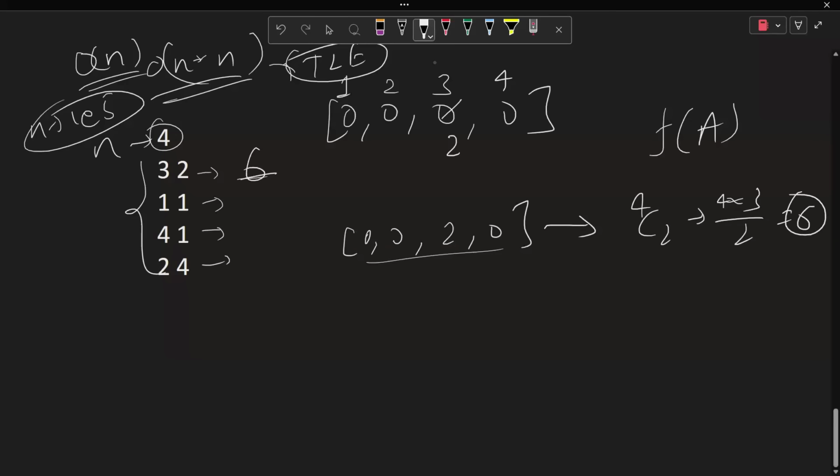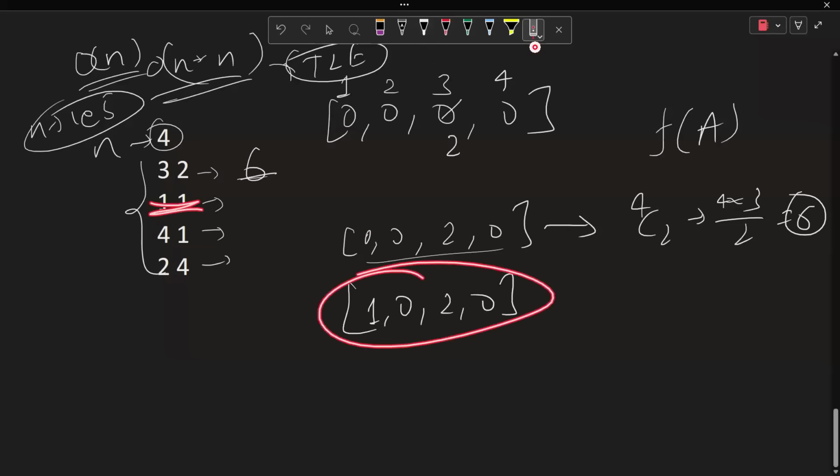So for this test case, after the first event, you would say FA of this array is 6. Now, after the second replacement, you would replace index 1 by 1. So this would be replaced by 1. Your array would become 1, 0, 2, 0. So after this second event, this is your array.